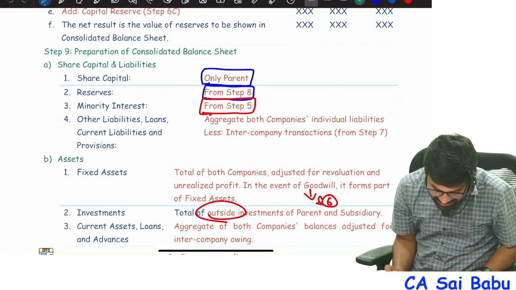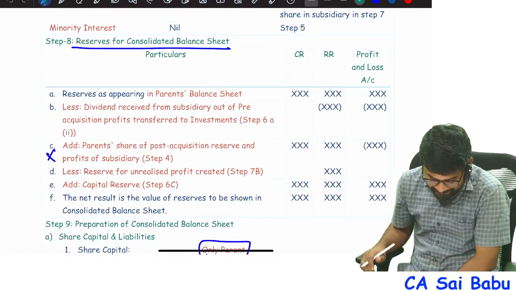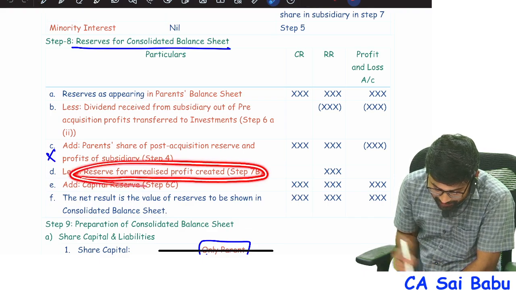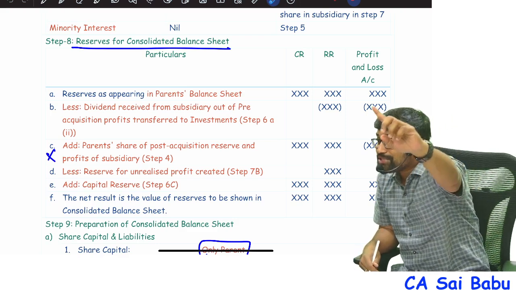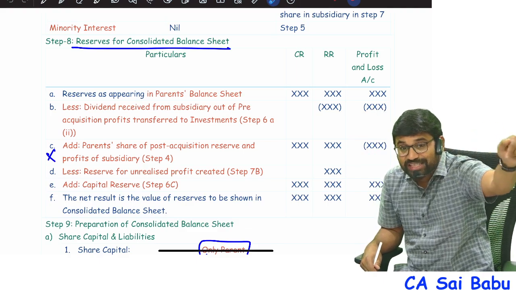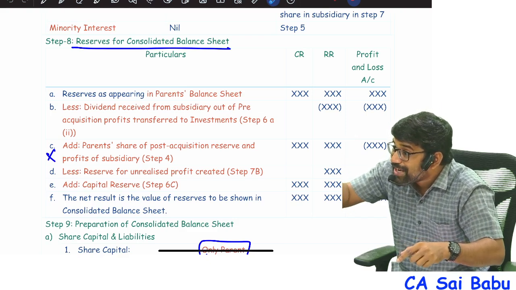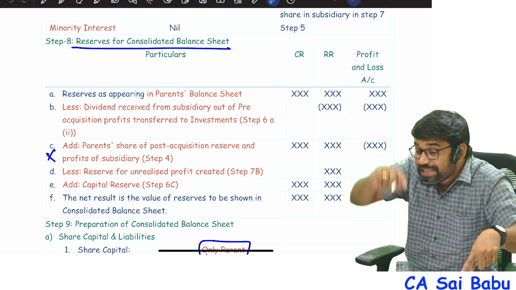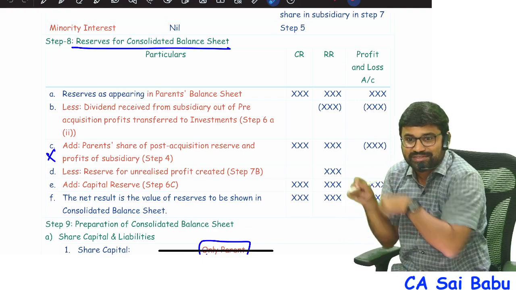That's why you see in this step, I will show you. When you are preparing the consolidated balance sheet, at step number 8 you come. See the D point. What is the D point? Reserve for unrealized profit created. Same point. That means when the parent company sold goods to the subsidiary, the profit is in the parent company, and 100% of the unrealized profit is eliminated from the parent company reserves. When the subsidiary sold goods to the parent company, in that unrealized profit, the parent company's share will be removed from the consolidated reserves.